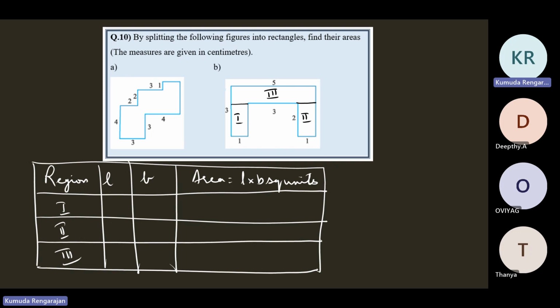Deepti, what are the length? Tell me the dimensions of region 1, length and breadth. It's 3 and 1. 3 and 1, is it? Yes, ma'am. Okay, Tanya? 2 and 1. Okay, so Tanya says 2 and 1. Ovia?